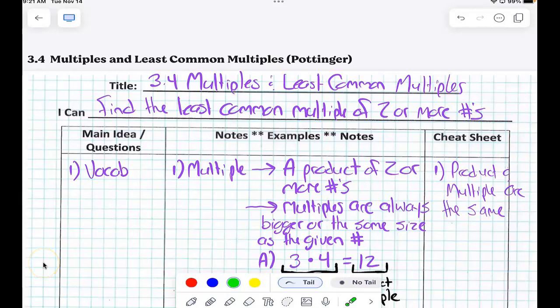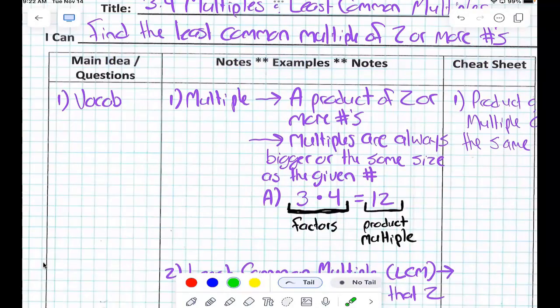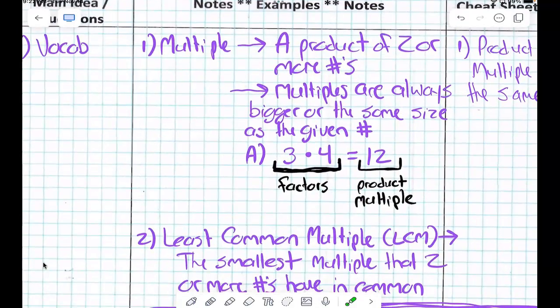Just class. Today we are working on 3.4, multiples and least common multiples. Can you find least common multiples? Alrighty, let's see here. What, my friends, is another name for a multiple?